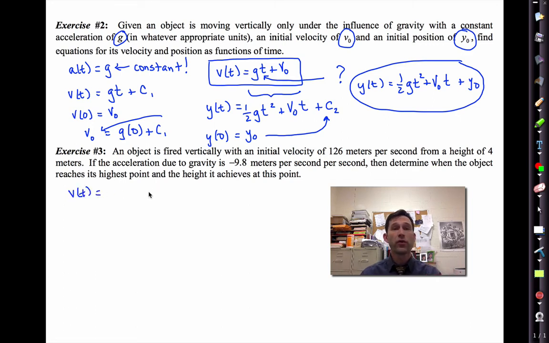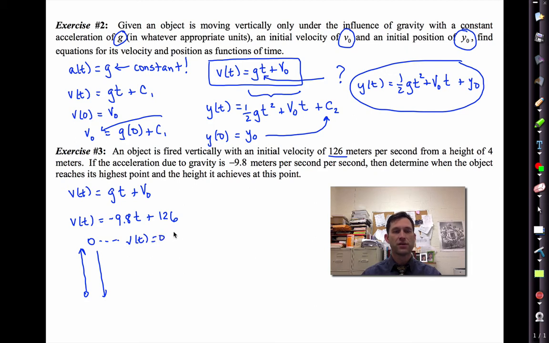Now I'm not going to rederive this, I'm just going to use what I learned before. V of t equals gt plus v sub 0, so in this case the velocity function is negative 9.8 times t. What was our initial velocity? Plus 126. Now I want you to think about an object that goes up and then it comes down. You've looked at this a lot. One thing that you should know is that at its highest point, v of t is going to be 0.